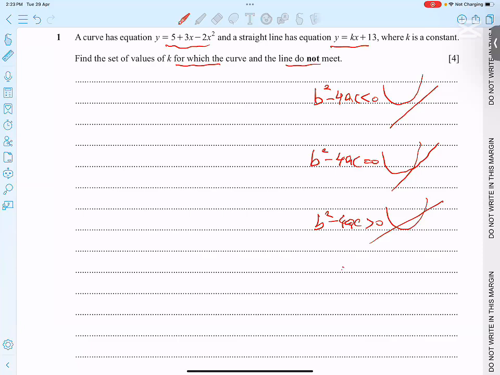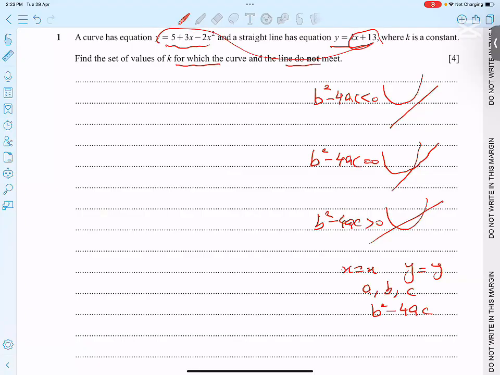But how do we do it? Either put x equal to x, or put y equal to y, get the equation, get a, b, c, and then apply b square minus 4ac. So let's start.